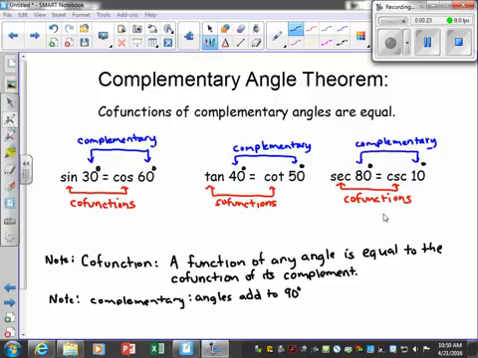The other thing to remember from geometry is that complementary just means the angles add to 90 degrees. So 30 plus 60 equals 90, 40 plus 50 equals 90, 80 plus 10 equals 90. So that kind of gives you a little bit of an idea and some notes down here to just keep in mind in respect to this definition, to this theorem. Alright, so let's see how we can work a few examples using this.